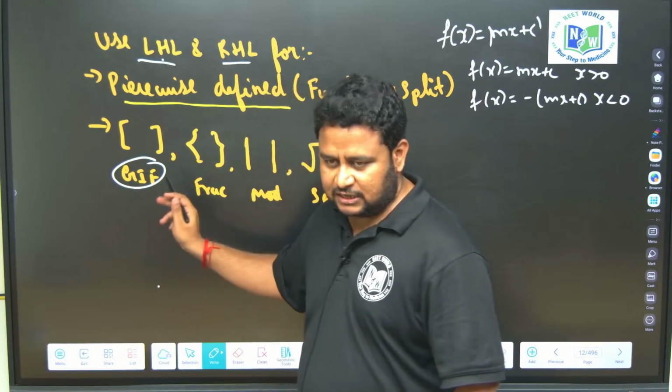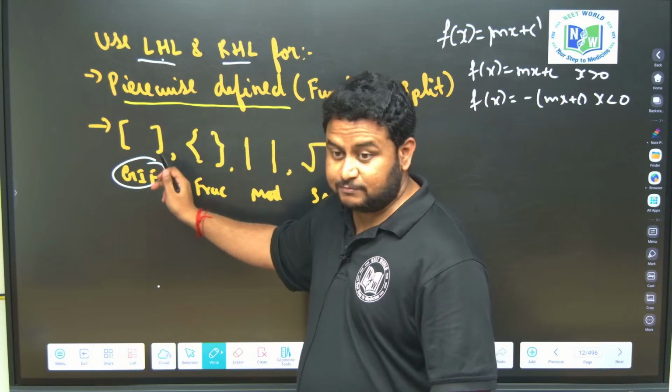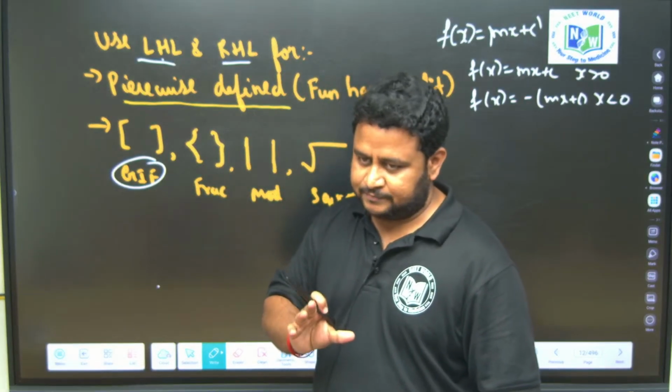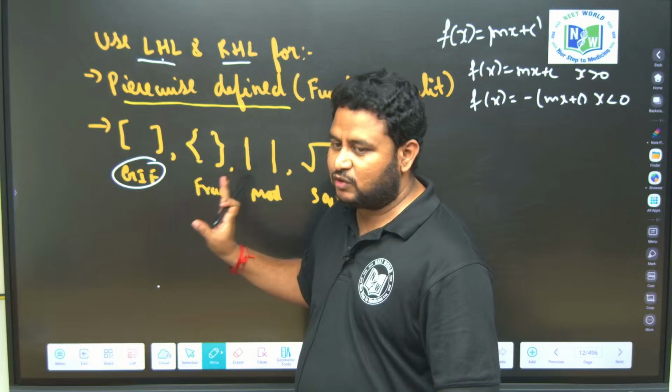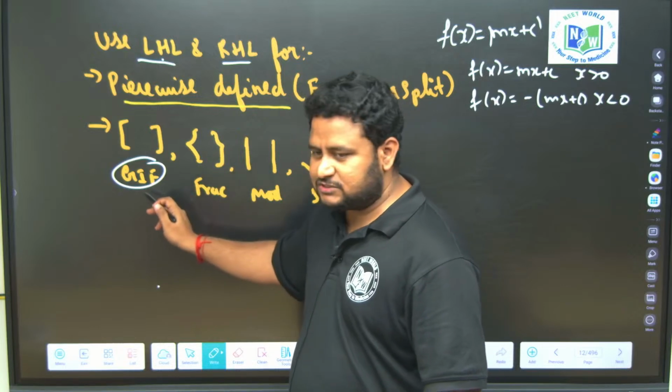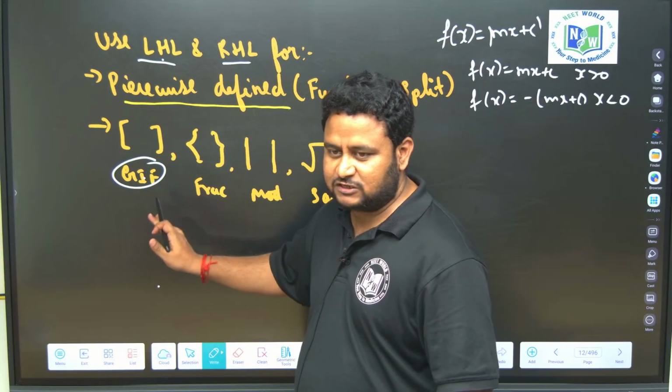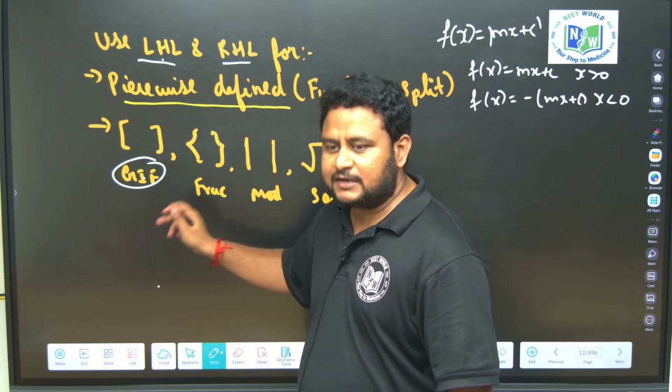GIF function means, you understand this, please, this is very important. This is what GIF function means. It is called greatest integer function. Just remember the name now. I will tell you what is greatest integer function. GIF means not the GIF you send in WhatsApp or wherever. GIF means it is greatest integer function.